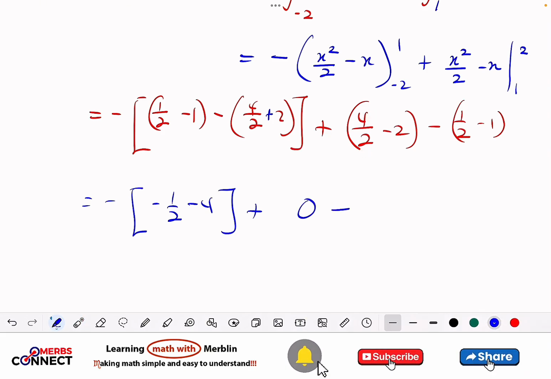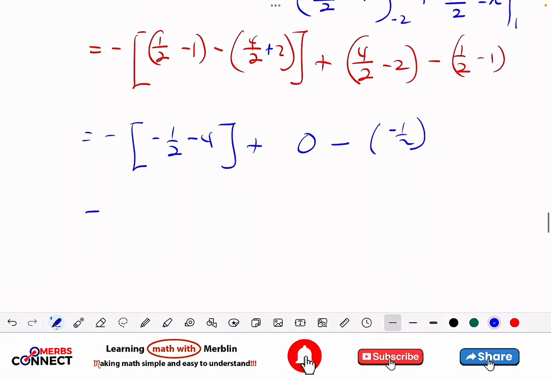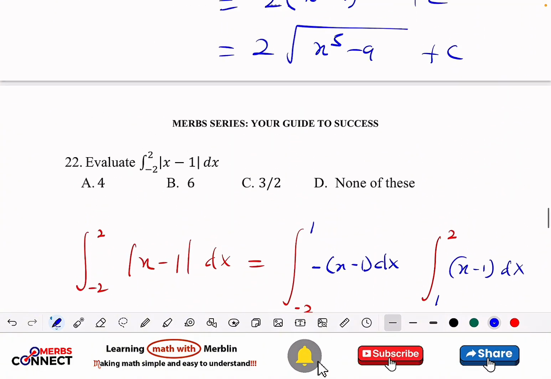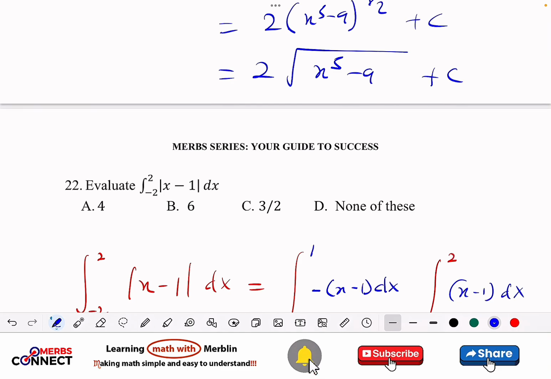Then minus, this is going to give us minus 1 over 2. So minus, what is minus, this is going to give us minus 9 divided by 2. Then minus minus here will be positive, so plus 1 over 2. This is going to give us 9 over 2 plus 1 over 2, and this is going to be 10 divided by 2, and this is 5. So we are going to get 5 from here. No options, none of these, so this is okay.